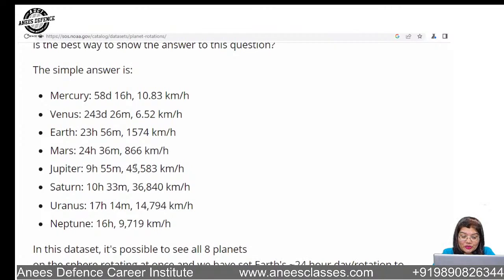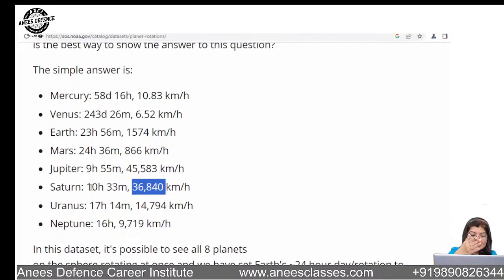This is the rotational speed of Jupiter. Jupiter has the largest rotational speed of them all, which means it covers one single rotation in the fastest amount of time. Jupiter takes almost 10 hours, a little less than 10 hours, to finish a complete rotation around itself, because its rotational speed is faster. It is followed by Saturn, which has some 36,000 kilometers per hour, which means it takes around 10 hours 33 minutes to finish one rotation around itself.